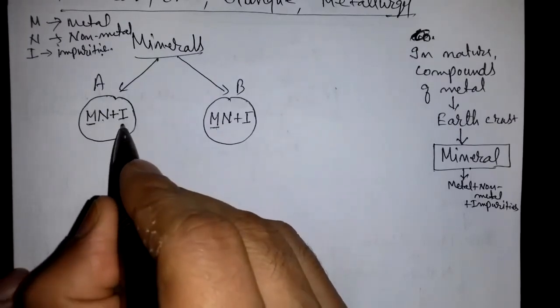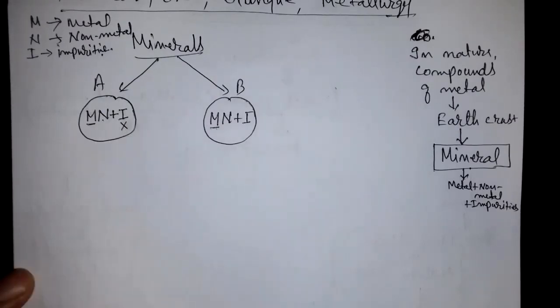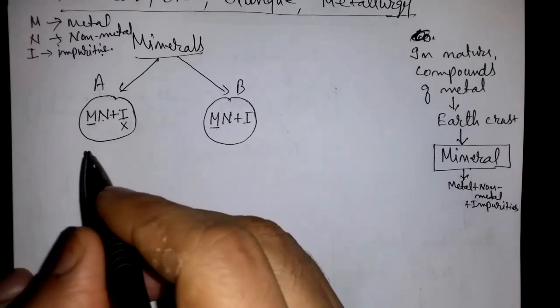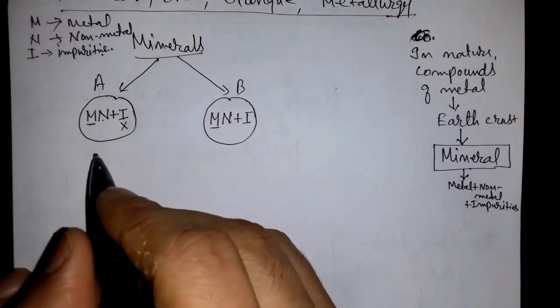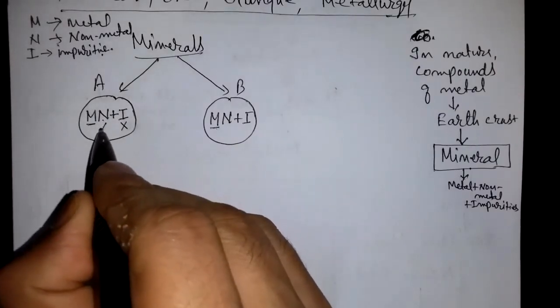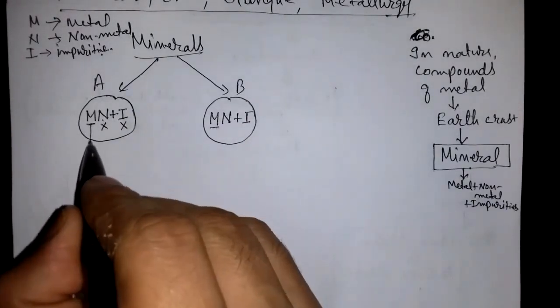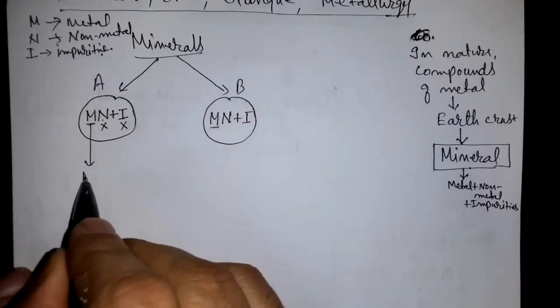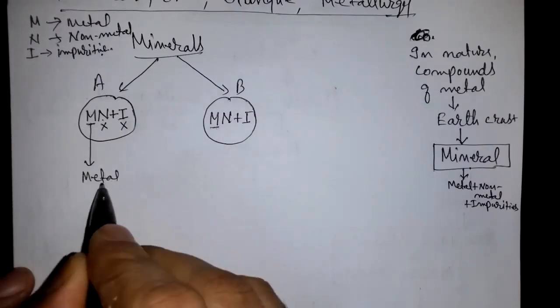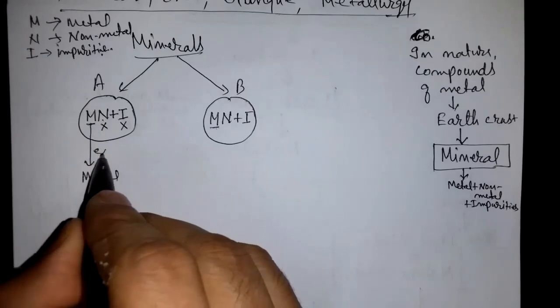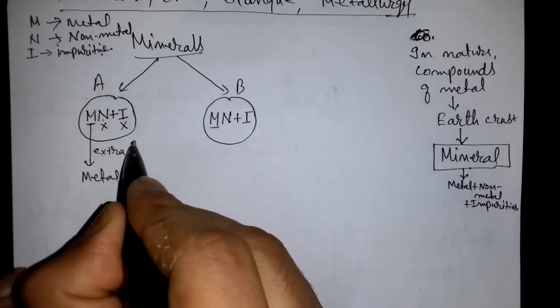So in that process, first of all, we have to remove the impurities by doing some process. For that, some expenditure will come. Then we have to remove non-metal. For that, we have to do some chemical reaction. For that also some expenditure will come. Then we'll get metal. So this is called extraction of metal. We are getting the metal.